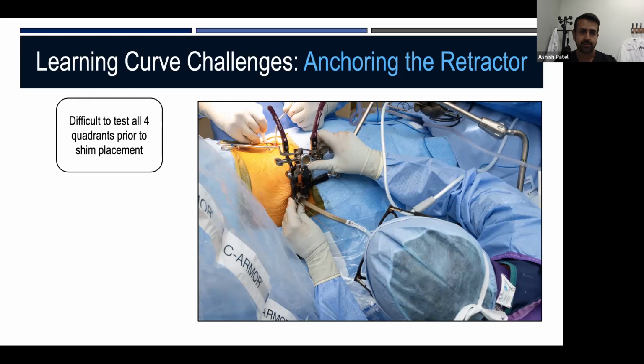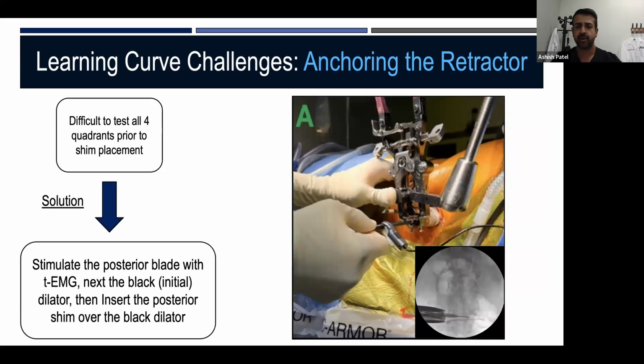I mean, how do you test all 4 quadrants with the EMG probe with a retractor looking down like that? And so what we've done is, once we place the retractor and before we take all of the dilators out, we keep the initial dilator in, which has that EMG stim on there. And we stimulate the posterior blade, make sure that the nerve is posterior to us, so we have typically low numbers. And then we spin the initial dilator with the electrode on there to make sure that we have something favorable and safe, 50 milliamps or greater. At that point, we know the surgical corridor is safe, and we place our shim.